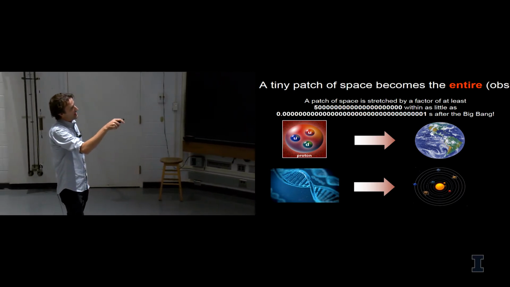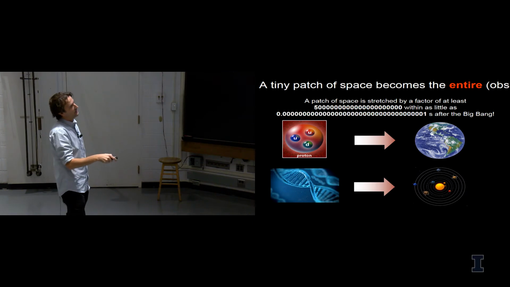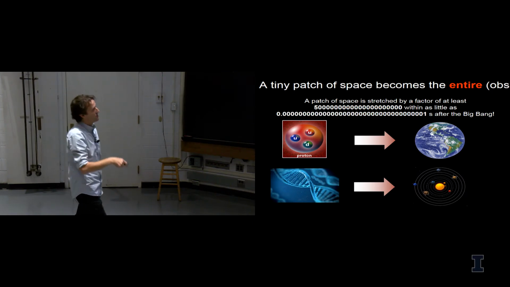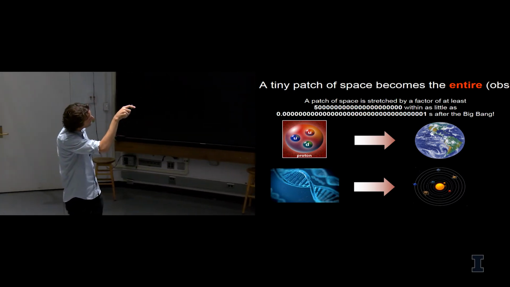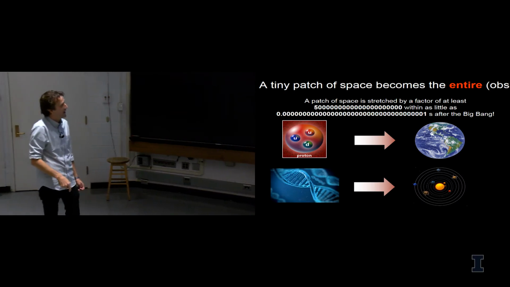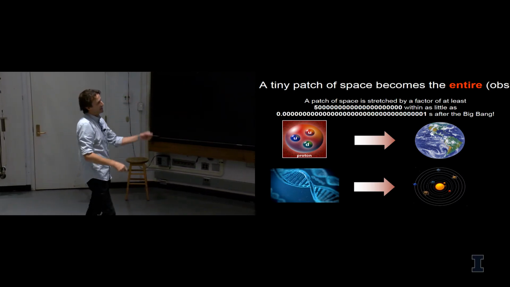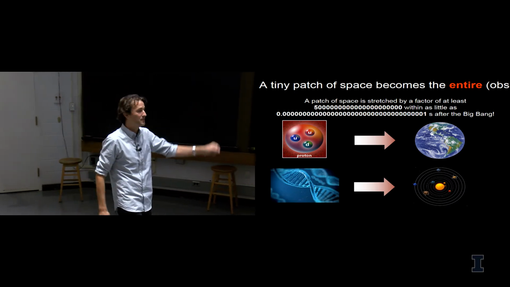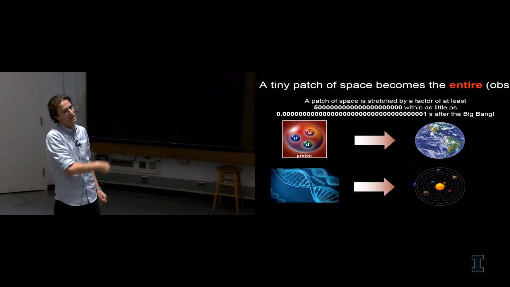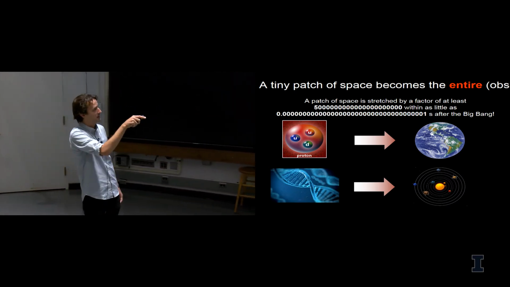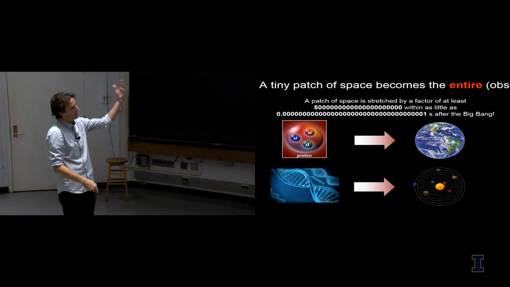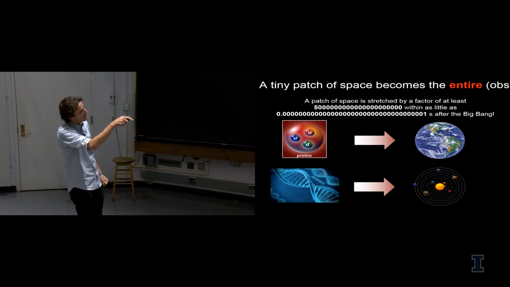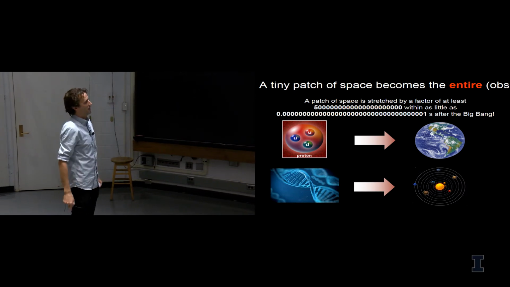But just to give you an idea of the scales involved, a patch of space is expanded by a factor of at least 5 with 21 zeros after it, in as little as 10 to the minus 36 seconds. I've written out all the zeros just for dramatic effect. So in as little as 10 to the minus 36 seconds after the Big Bang, a region of space the size of a proton, 10 to the minus 15 meters, is stretched to something about the size of the Earth, which is around 10 to the 9 meters. So 10 to the minus 15 to 10 to the 9 is 10 to the 24. This is roughly the scale we're talking about.